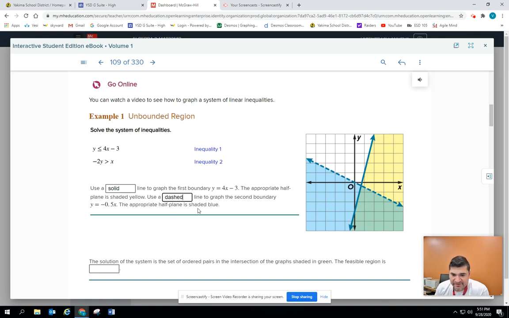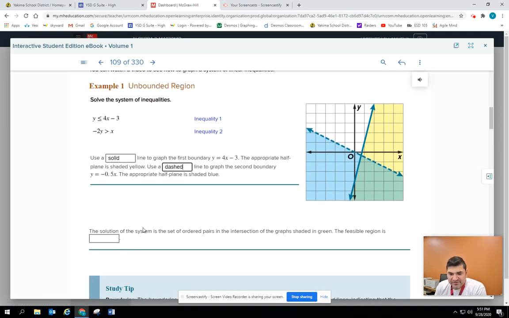The appropriate half plane is shaded blue. So here we have our dashed line, and it should be that y is less than. Okay. When you do this, this will be less than. Okay. When you work out this problem, therefore, everything below the line will be shaded.